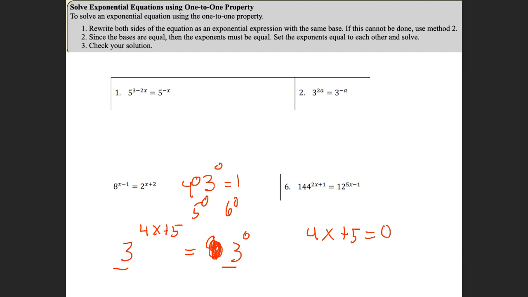No, because I didn't have to change the left side. The left side was already 3, so I didn't have to change it. I had to change this side because I didn't have 3 as a base. I needed to have the same bases. Okay.